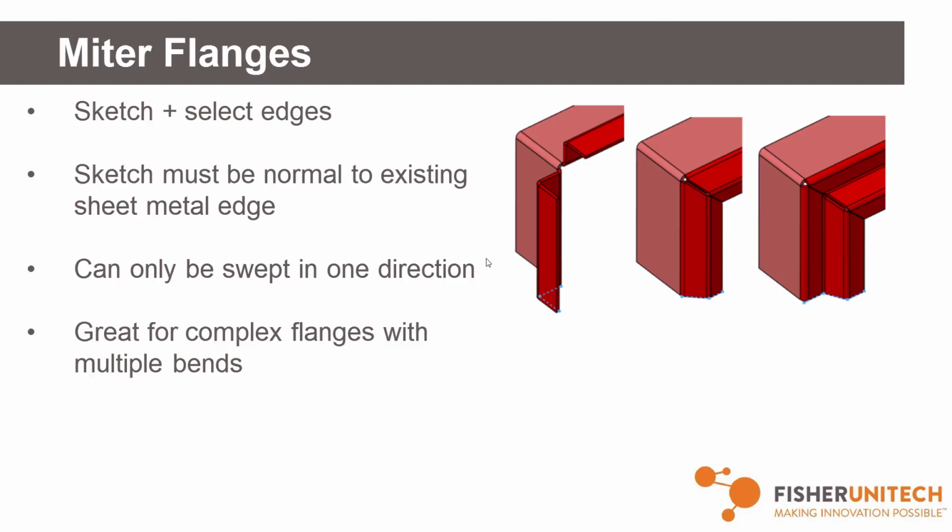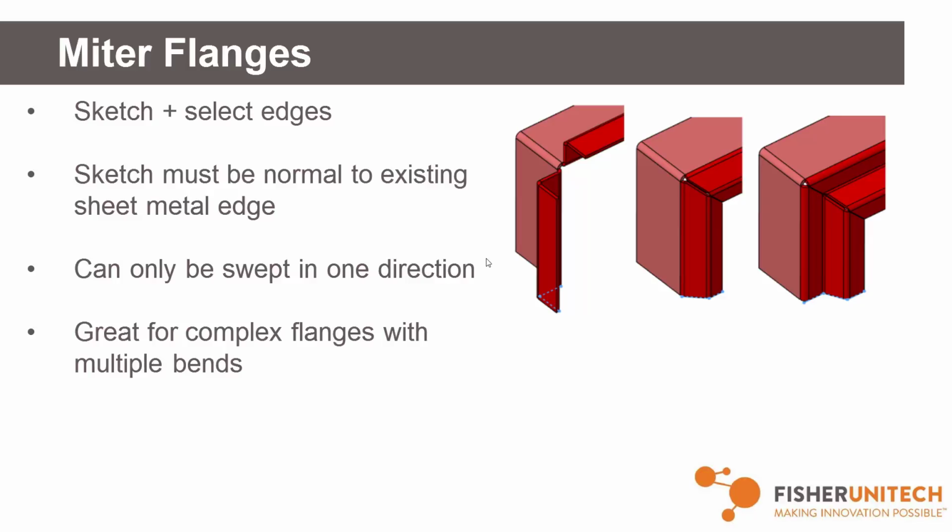Then we'll get into miter flanges. So miter flanges you're actually going to need a sketch for. And then again, you're going to start selecting edges on where you want it to be applied to. One thing to note is you have to have that sketch normal to whatever edge you're applying it to. And again, you're going to see what I'm actually talking about when we start doing these things. But it can only be swept in one direction, so you can't say, hey, just shoot this thing in both ways. So this is going to be great for creating these complex bends.